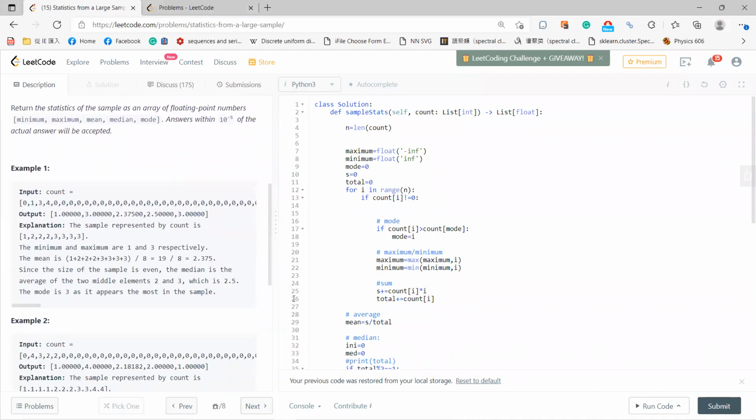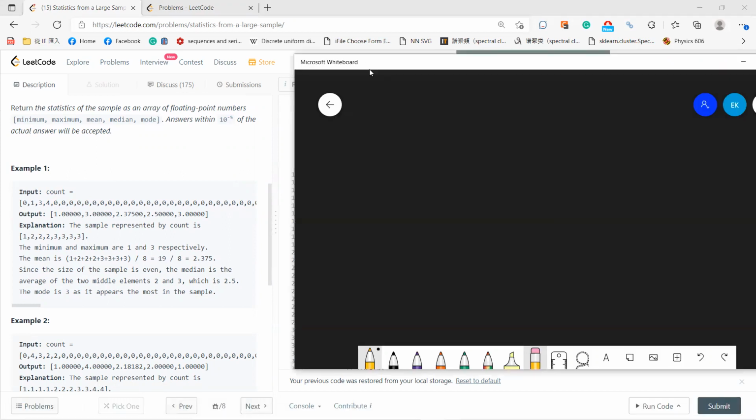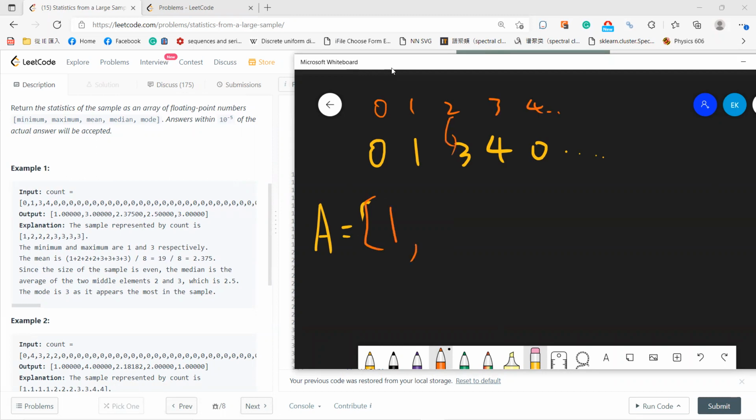For example, the count array is 1, 1, 3, 3, 4, 0. This means your data is, by indices 0, 1, 2, 3, that you get 1 once, 2 once, and 3 three times, and 4 four times. So the minimum is 1, the first one, and the maximum is 3.